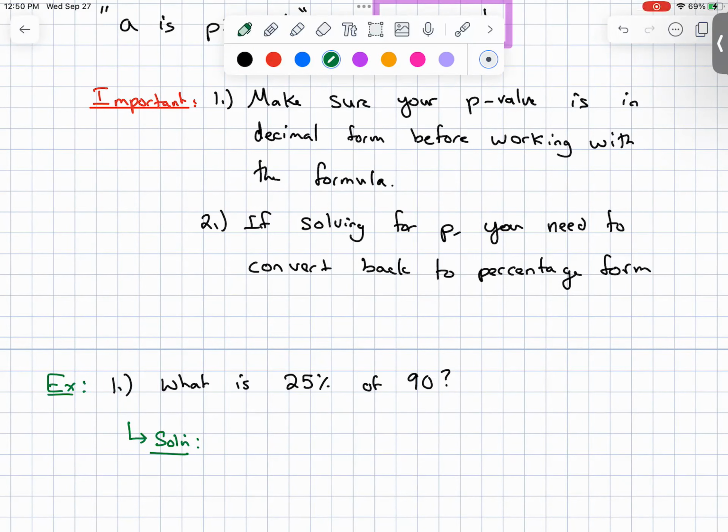The "of 90" is a dead giveaway. Whenever you see the "of 90," that means that B is equal to 90, your base. A is P% of your base, B. So B is equal to 90. 25%, that's nice. As soon as you see the percent symbol, you know that's got to be P. The P is equal to 0.25.